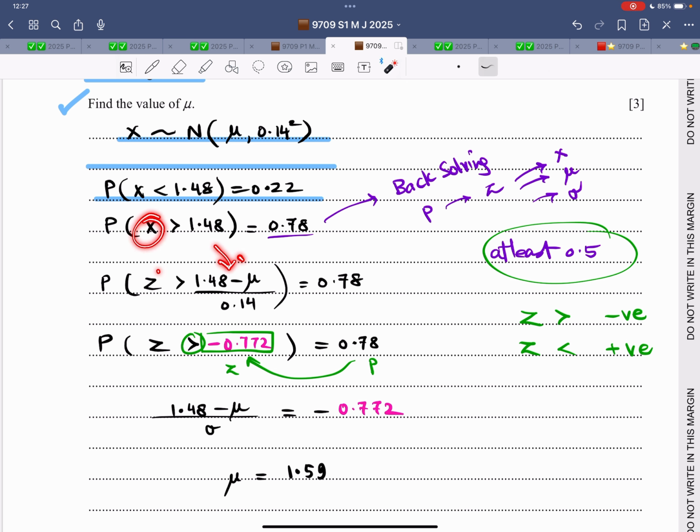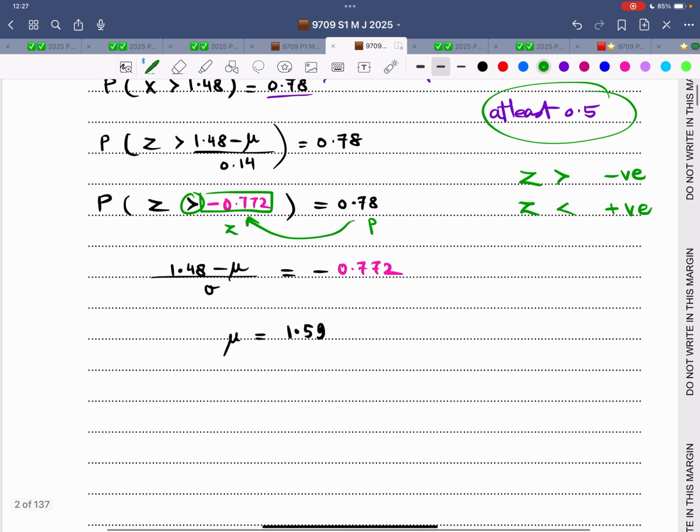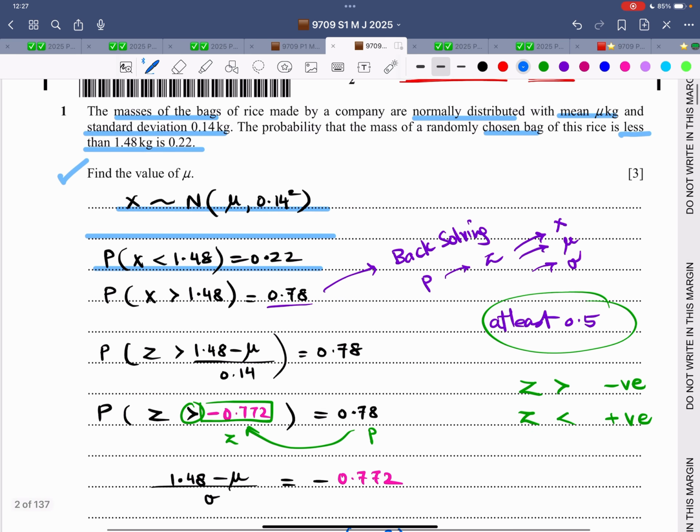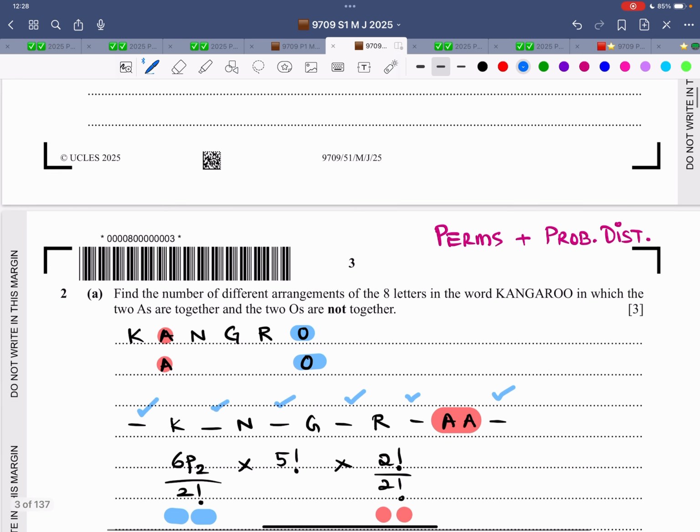Standardize, change x to z, do the comparing coefficient, show all the working that is written on the front page, all necessary working. This is all necessary, and then you get the final answer. This final answer is coming out to be 1.59, correct to 3 significant figures. So question number 1 is done.